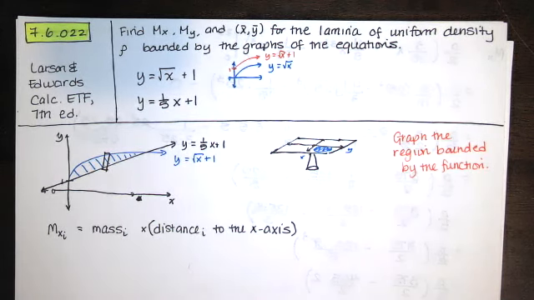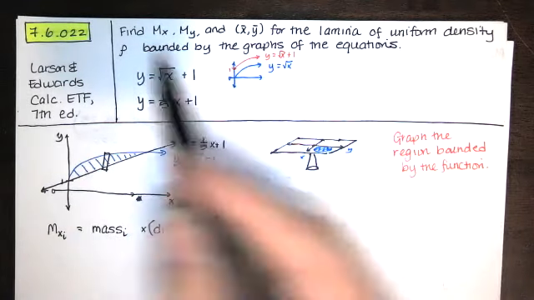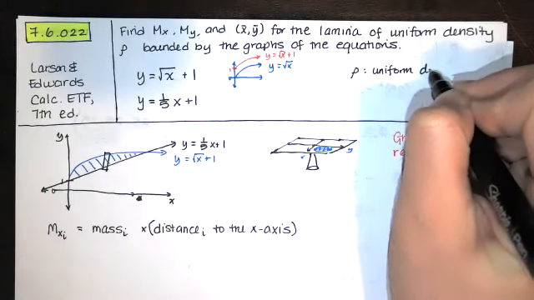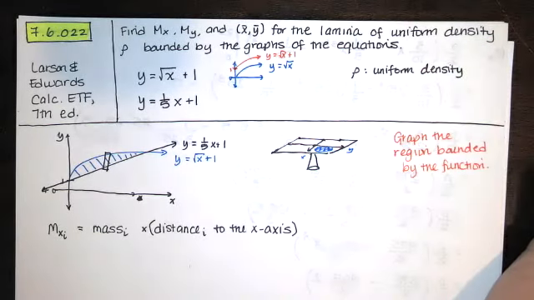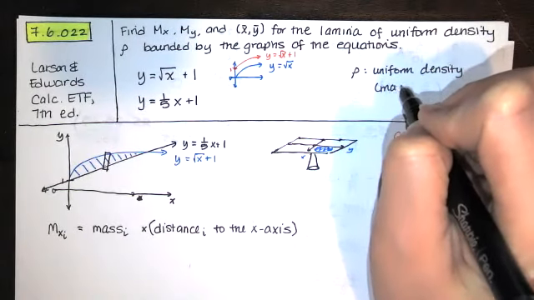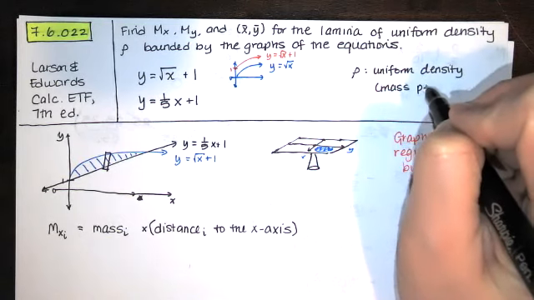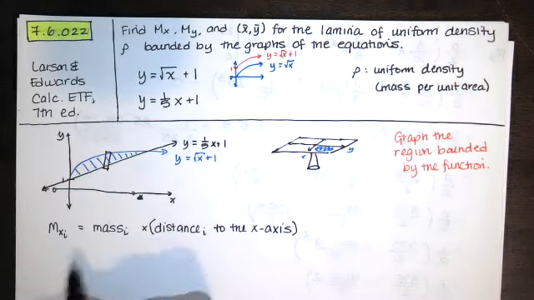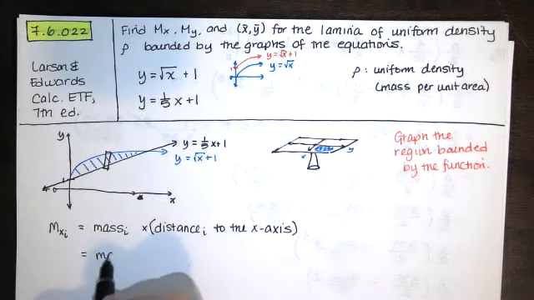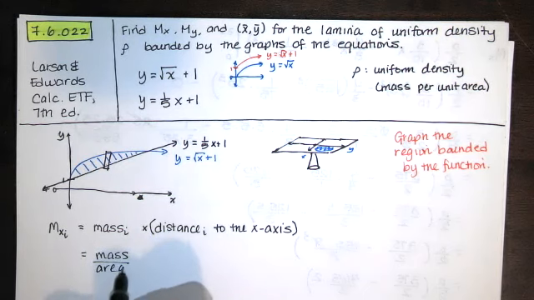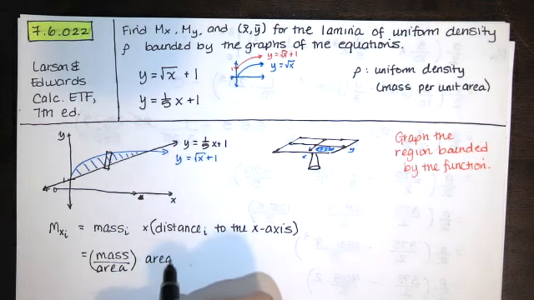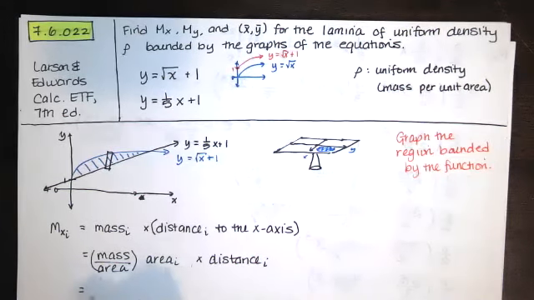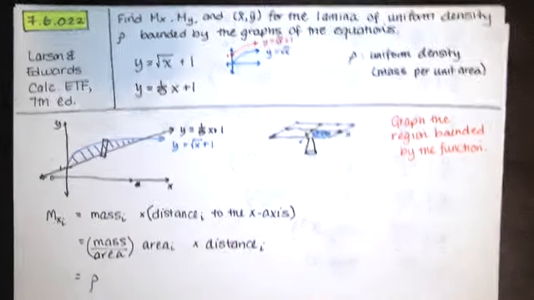The mass is actually pretty simple. We were told that our lamina had a uniform density rho. Uniform just means that that's constant. And since we're talking about a lamina, that's going to be in units of mass per unit area. So if I want the mass of this piece, all I have to do is take the density, which is mass per unit area, and multiply by the area of that piece. And mass per unit area is given by that Greek letter rho.